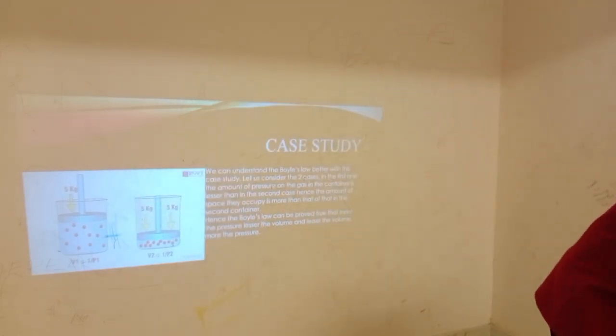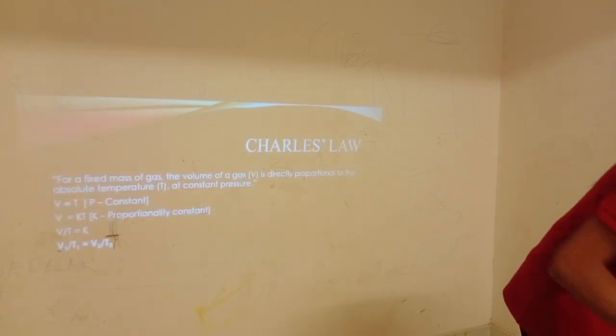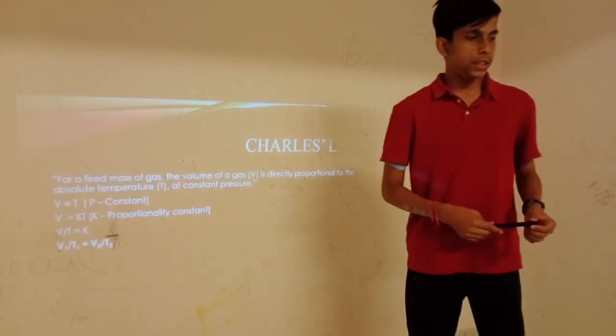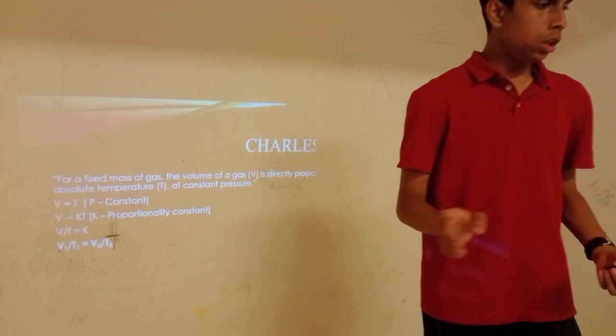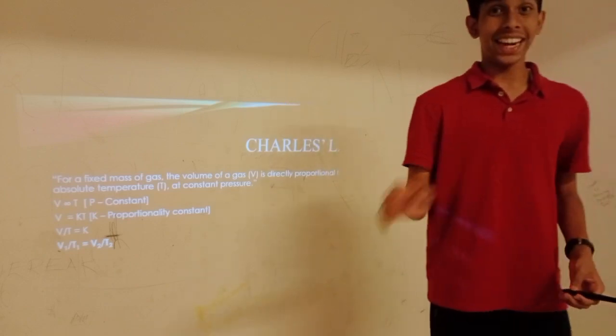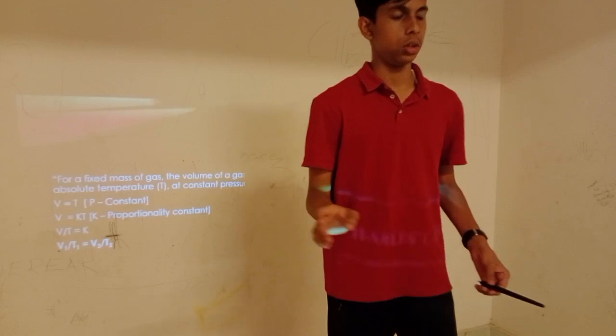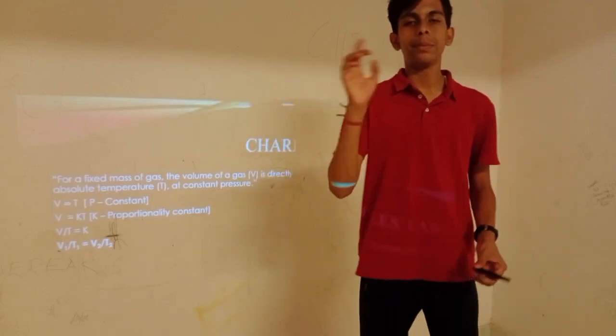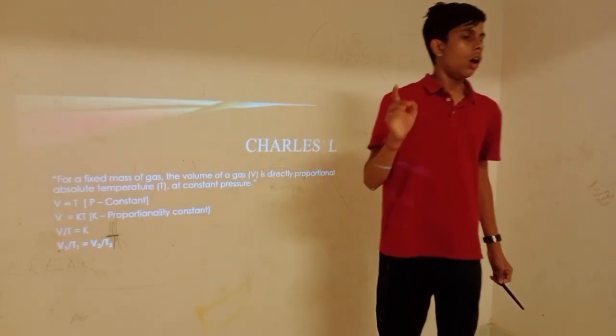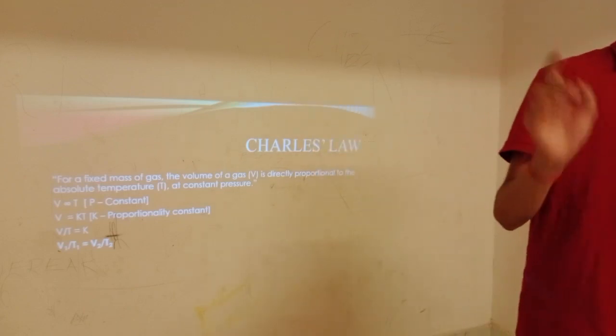Now next we are going to touch upon Charles' law. Charles' law basically states that for a fixed mass of gas, the volume of a gas V is directly proportional to its absolute temperature. So what is absolute temperature? Absolute temperature is measured in Kelvin, at constant pressure.